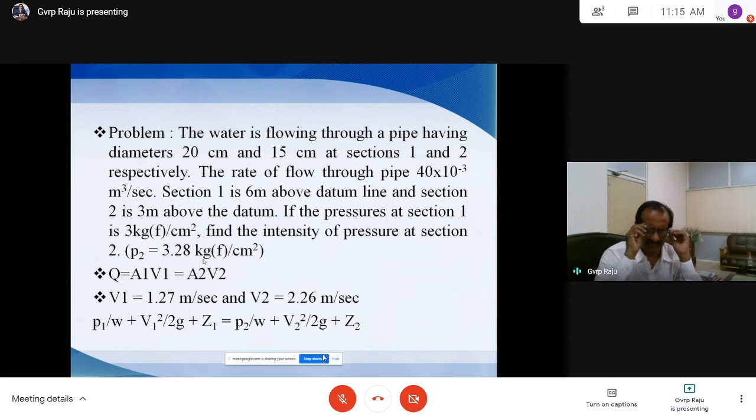More or less, the problems in this chapter mostly depend on these equations. One is the continuity equation, the other one is Bernoulli's equation. With the help of these two, you can find out the discharge from the continuity equation, and from Bernoulli's equation you can find out the unknown.